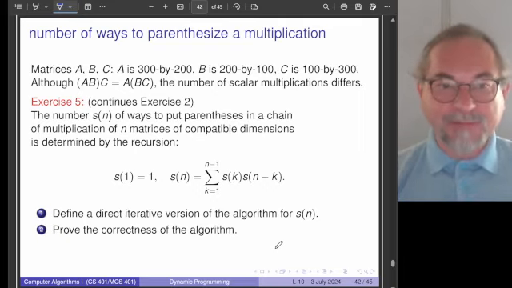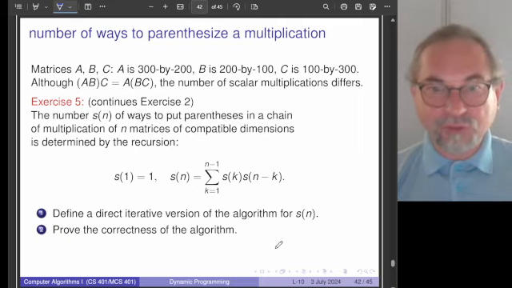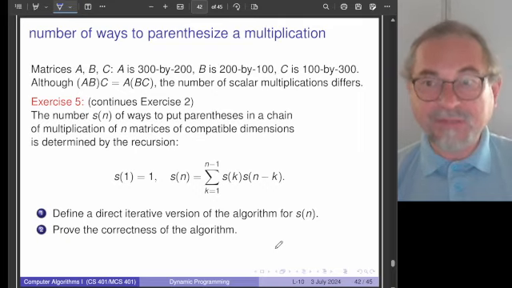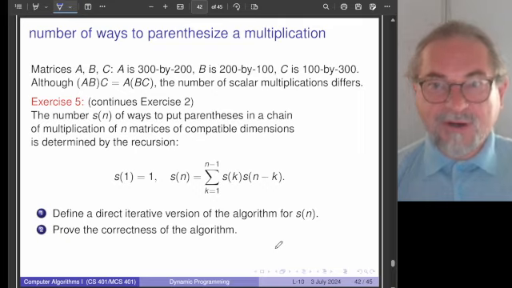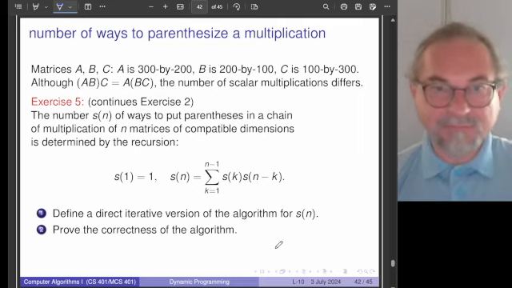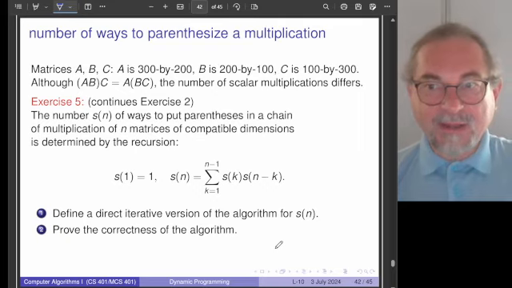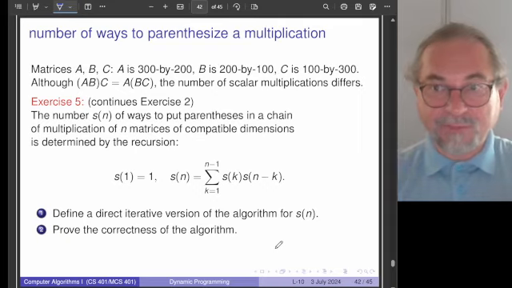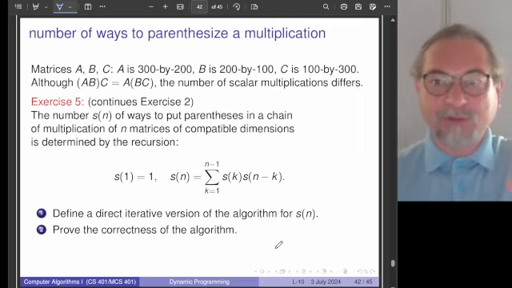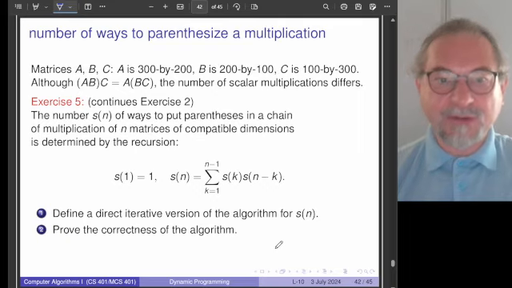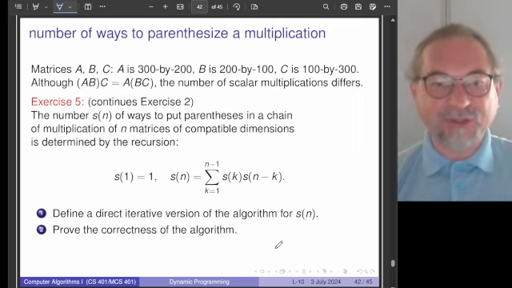In the first part, exercise 2, you applied memoization to compute this sum. The sum gives you the number of ways you can parenthesize it. This can be computed very efficiently. And likewise, you can compute for every possible way, very efficiently, the minimum or the best way to do this. So that was exercise 2.